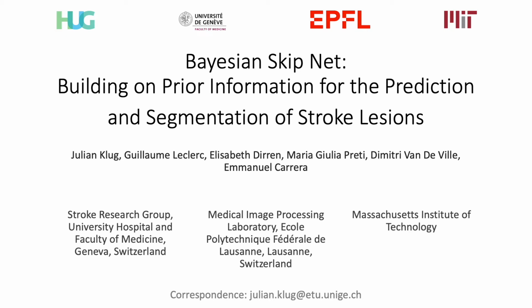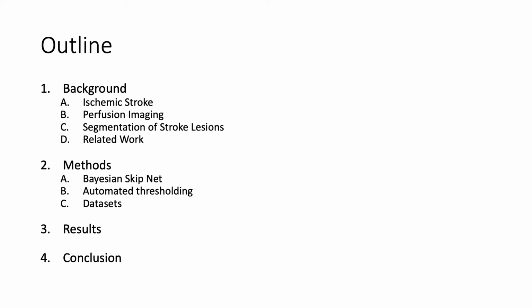I'll present our work on the Bayesian Skip Net as a way to integrate prior information for the prediction and segmentation of stroke lesions. To give you a quick outline of my talk, I'll begin with some background information, especially on ischemic stroke and perfusion imaging. I'll then briefly present our methods and results.